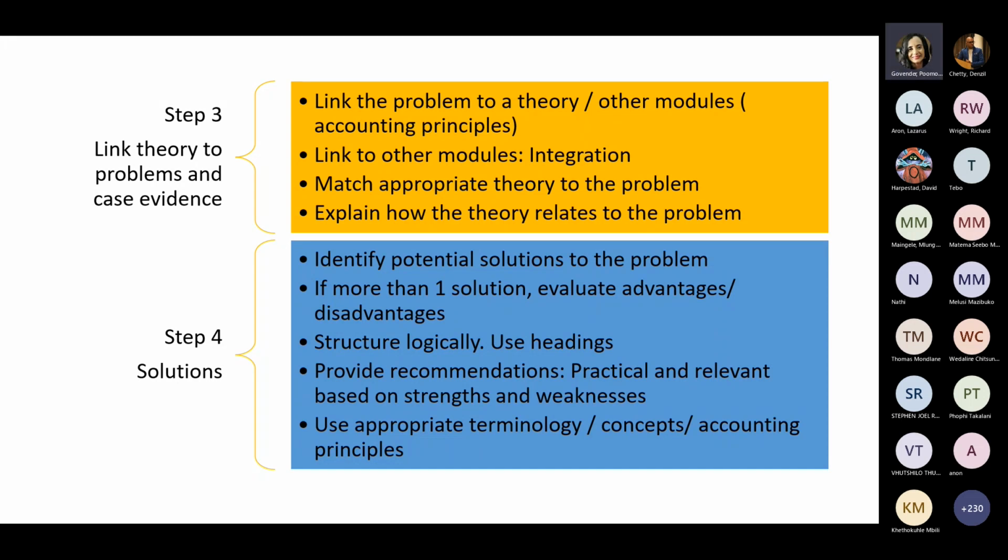And then your step four is the solution part. You might find that sometimes you will come up with many solutions, but the question asks for only one solution. What do you do in that case? When you come up with many solutions, you evaluate the advantages and the disadvantages of the multiple solutions that you came up with. And then you'll say, this is the best solution for the problem.